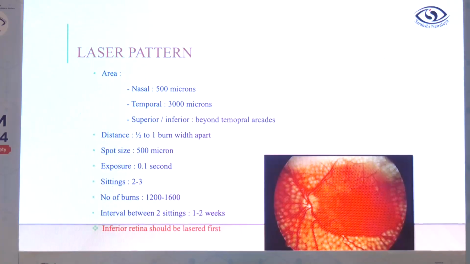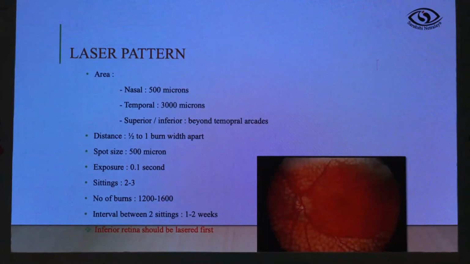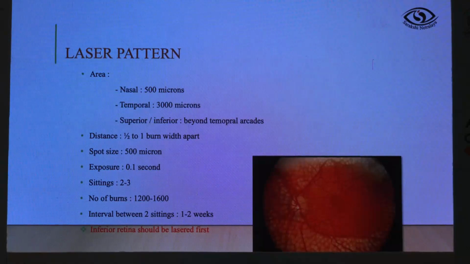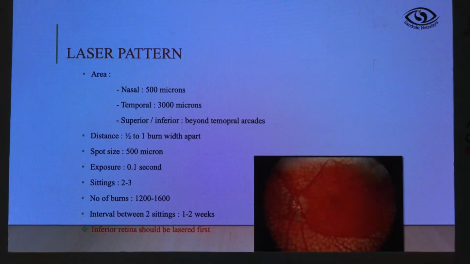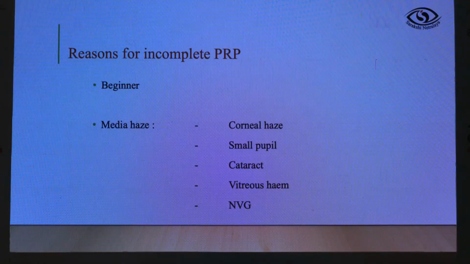The main important thing to learn is that we should always laser the inferior retina first, because many times after doing the laser there are chances of vitreous hemorrhage. So if you do the inferior retina first, then you are able to complete the PRP in one sitting only.